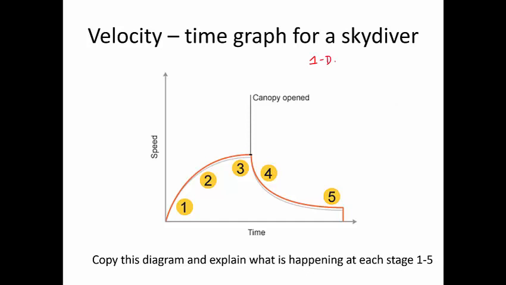Okay, so step 1, we have a downwards acceleration because the resultant force is acting downwards. The downwards force is much greater than the upwards force. So in your point, you should put downwards force is much greater than the upwards force. Therefore, there is a large acceleration downwards. And you can see that by the steepness of the curve.